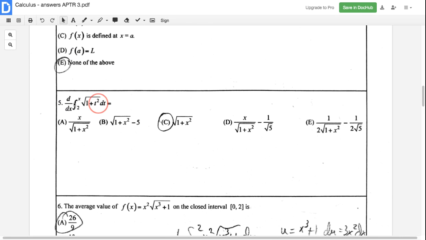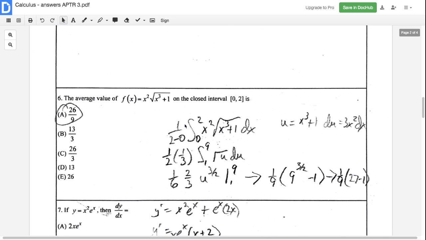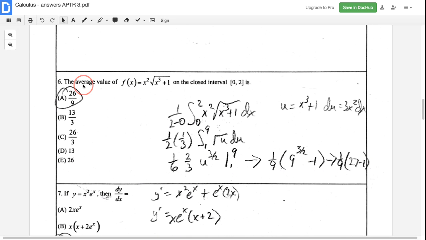Number 5 is a second fundamental theorem of calculus problem. I'm taking the derivative of an integral, which means I need to plug in my variable. I plug in my variable, and don't forget to multiply by the derivative of what you're plugging in. In this case, it's 1, so you don't see anything. So if I plug x in, I get the square root of 1 plus x squared. Easy problem. Okay, there's that word average again. So I'm going to do 1 over b minus a and then integrate, which is what I did here.